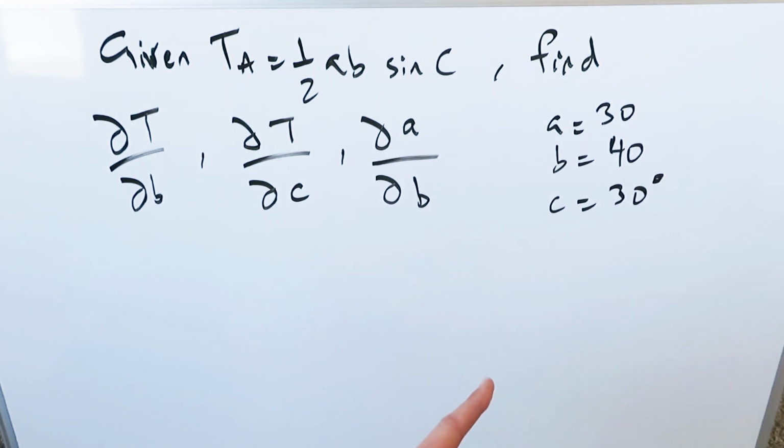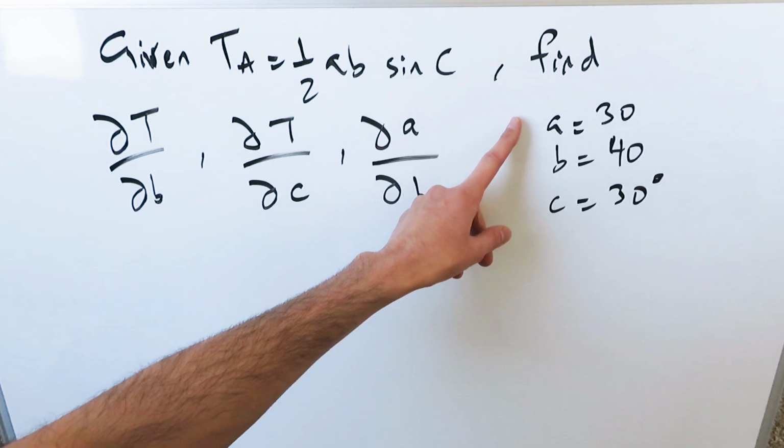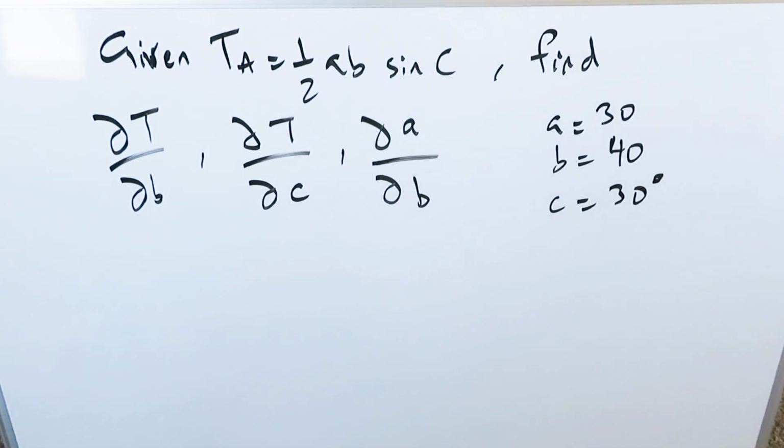The dimensions of that triangle are given over here. A is equal to 30, B is equal to 40, your hypotenuse was 30, your base was 40, and the angle C is 30 degrees. We have to find these items.